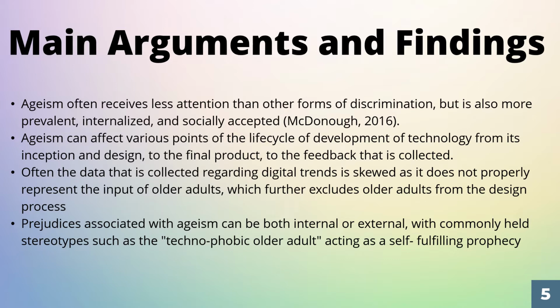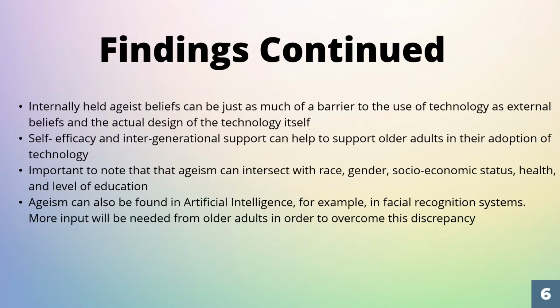Prejudices associated with ageism can be both internal or external, with commonly held stereotypes such as the technophobic older adult acting as a self-fulfilling prophecy. These ageist beliefs can be just as much of a barrier to the use of technology as external beliefs, and also to the actual design of the technology itself. Both self-efficacy and intergenerational support can help to support older adults in their adoption of technology.